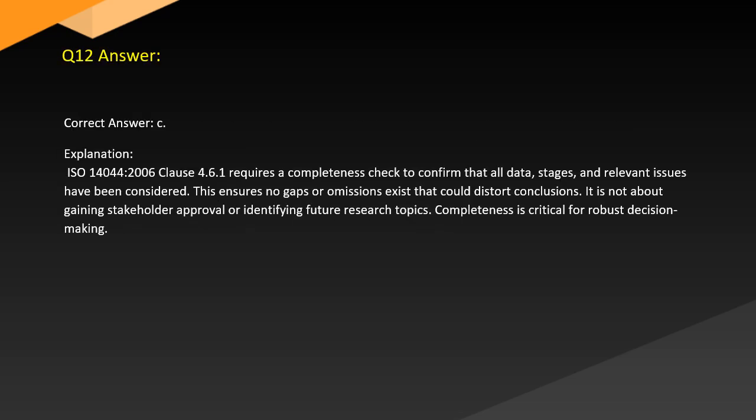Answer. Correct answer: C. Explanation. ISO 14044:2006 clause 4.6.1 requires a completeness check to confirm that all data, stages, and relevant issues have been considered. This ensures no gaps or omissions exist that could distort conclusions. It is not about gaining stakeholder approval or identifying future research topics. Completeness is critical for robust decision-making.